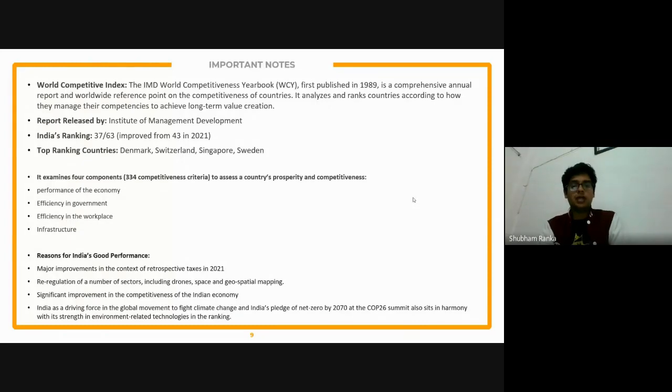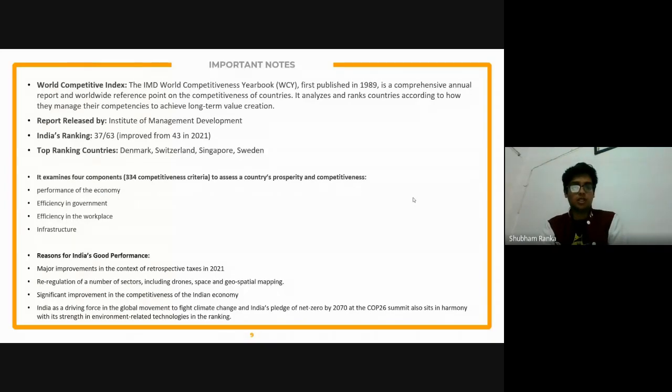And last would be that India has now become a driving force for fighting climate change. The COP26 summit also happened, and the new COP summit also came out. So we know what India has pledged, and how India is moving towards net zero emission also. And this again comes under the performance, the efficiency in the government and efficiency at the workplace also. So all these metrics, all this good performance is helping India reach or increase its ranking.